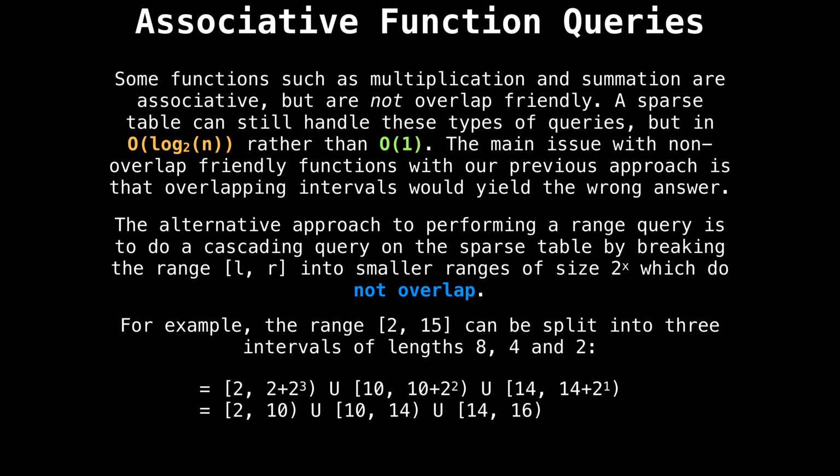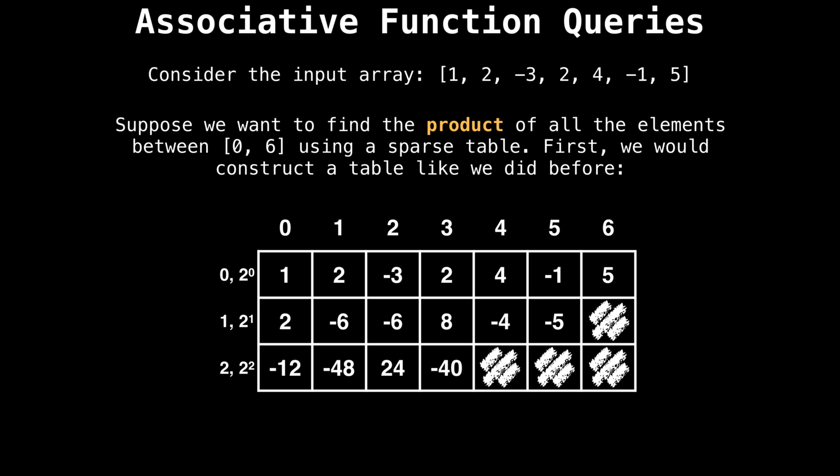You can do this by breaking the range L to R into smaller ranges of size 2 to the power of x, which do not overlap. For example, the range between 2 and 15 inclusive can be split into 3 intervals of lengths 8, 4, and 2, which are 2 to 10 non-inclusive, 10 to 14 non-inclusive, and 14 to 16 non-inclusive. Let's have a look at an example.